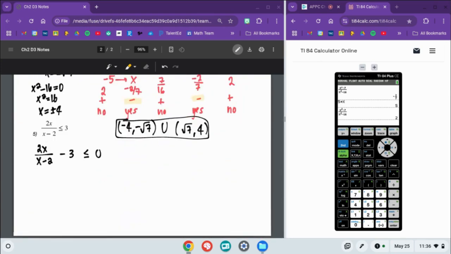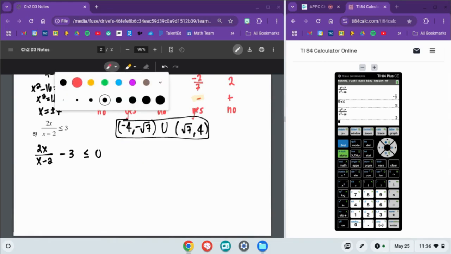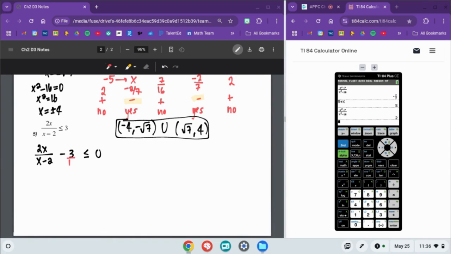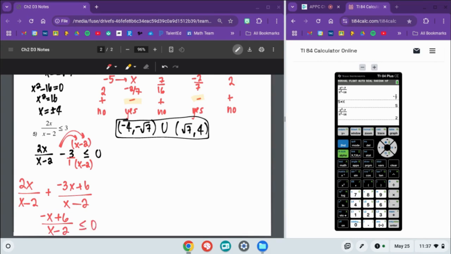Okay, so now in order to combine 2x over x minus 2 and -3, I have to get common denominators. Right now my denominator is 1, and the other denominator is x minus 2. So I could multiply by x minus 2. I'm going to distribute a negative sign, so that'll be -3x plus 6. When I distribute the negative sign, that really becomes a plus, and then 1 times x and 1 times -2. And now I've got the same denominator, so I can combine these into a single fraction. So now I've got -x plus 6 over x minus 2 is less than or equal to 0.